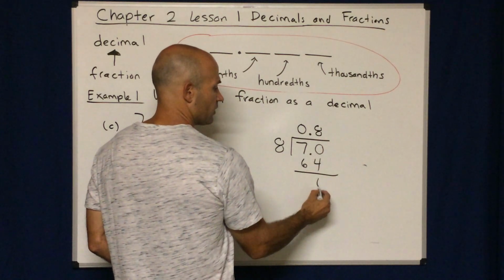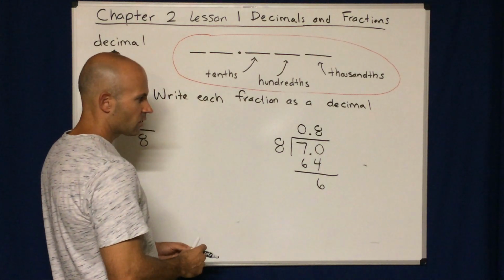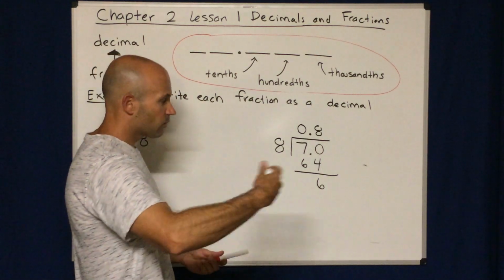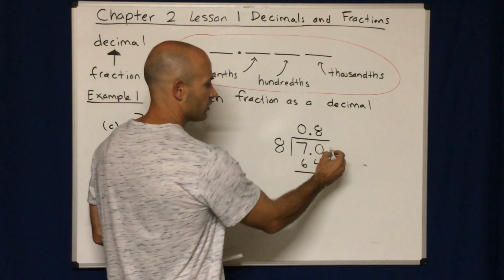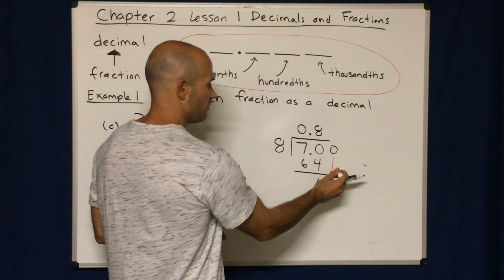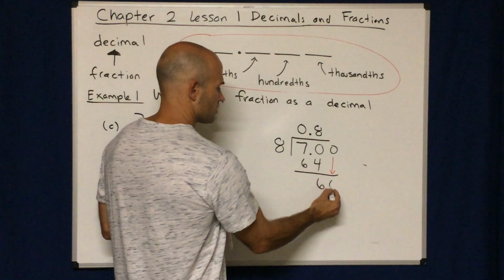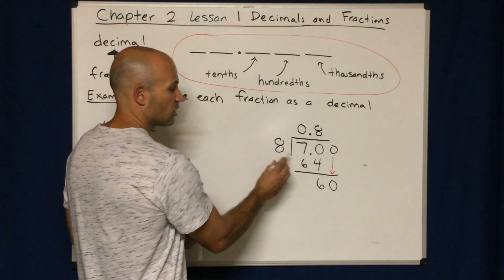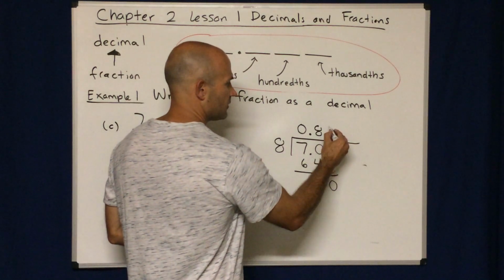70 minus 64 is 6. And then we do this round of bringing down the next 0. So I'll add a 0 and bring that 0 down and continue my division. 8 goes into 60 7 times.